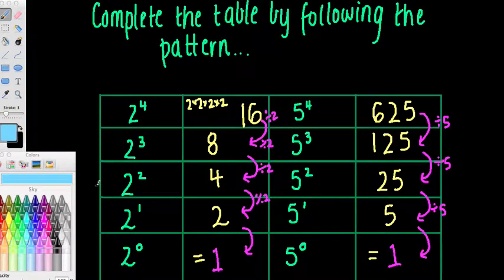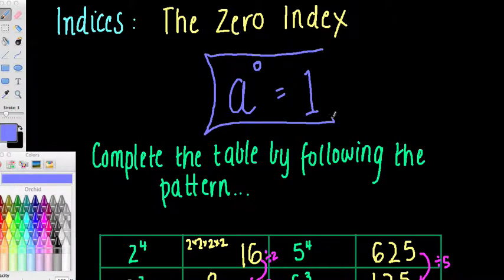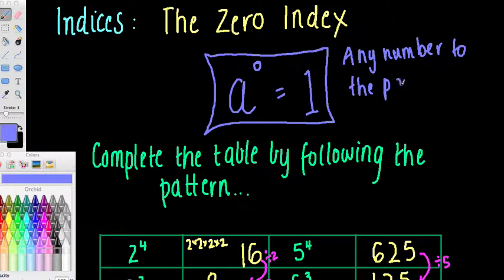Let's have a look at our rule up the top. I wonder if we can complete it. We have only looked at 2 examples, but I can assure you if we used any other number, this is our final result. This is the 0 index. Any number to the power of 0, what am I saying? To the power of 0 is 1.